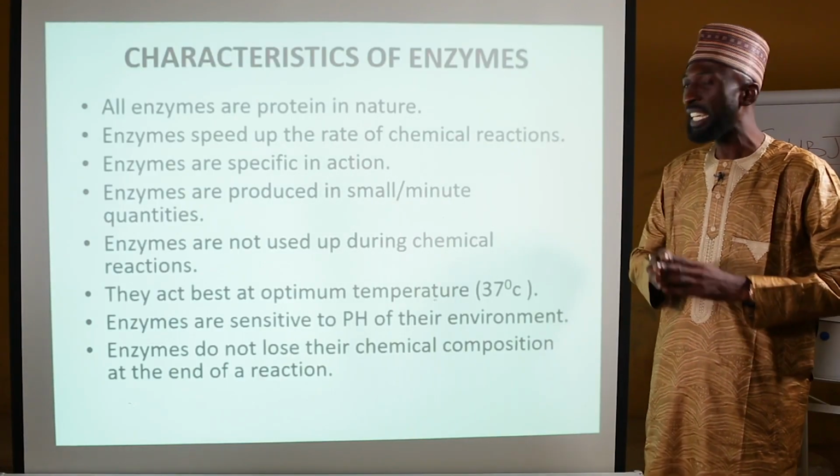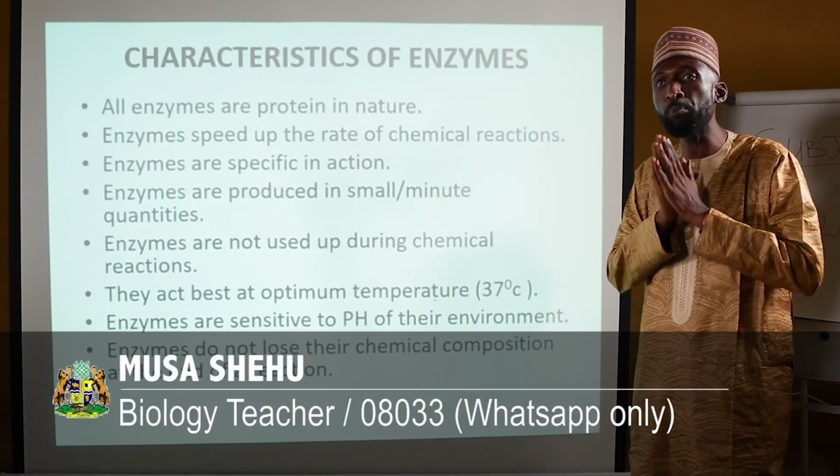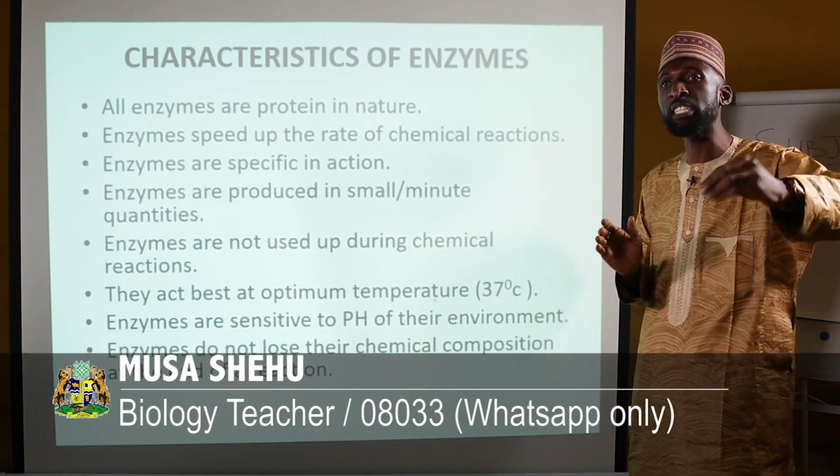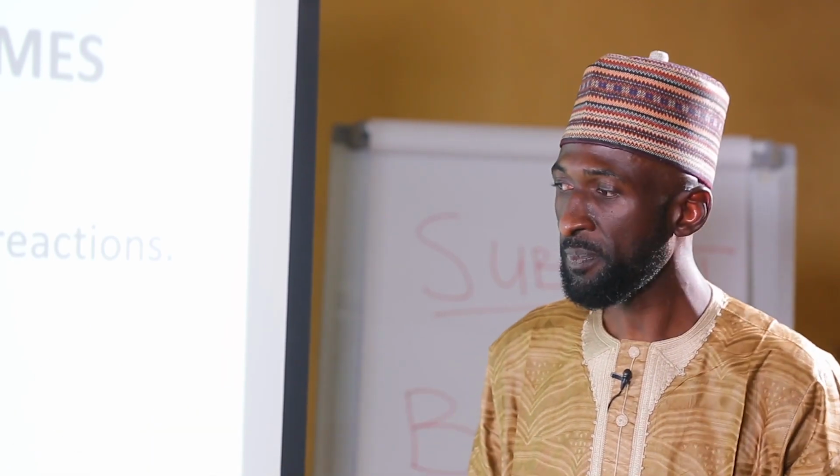Now, these enzymes are specific in terms of pH. Some of them work best in an acidic pH. Others work best in an alkaline pH, whereas there are some enzymes that work best at a neutral pH. So the degree of acidity or alkalinity is a factor that these enzymes depend on.